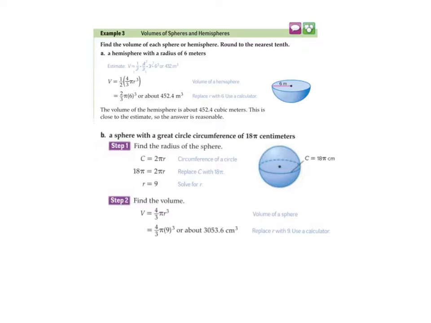Alright, so let's have a look at example 3. It's either the volume of a sphere or the volume of a hemisphere. In example 3a, you've actually got the volume of a hemisphere. So this time we've still got our 4/3 pi r cubed, but we need a half of it.